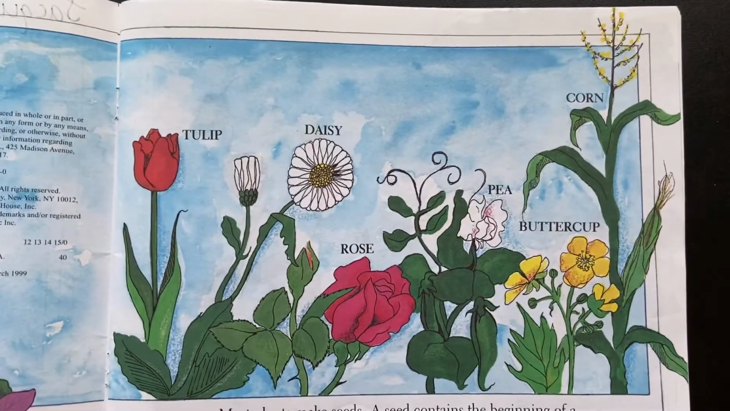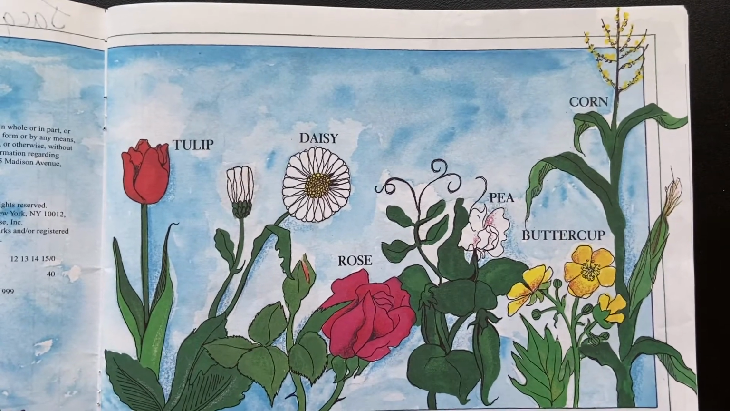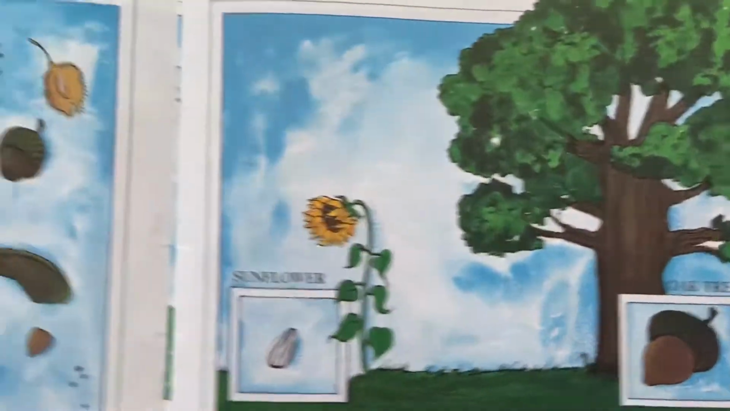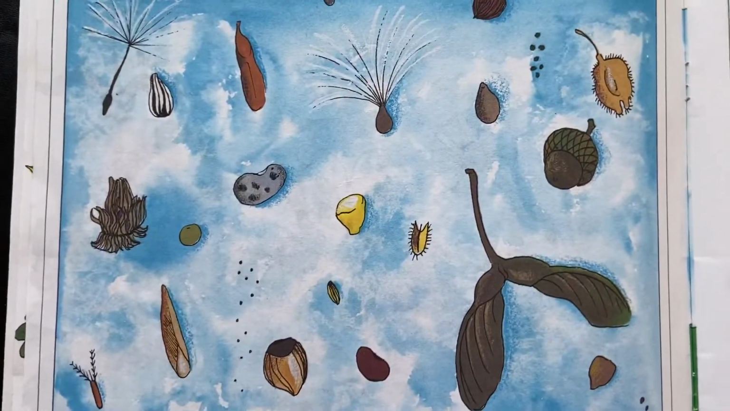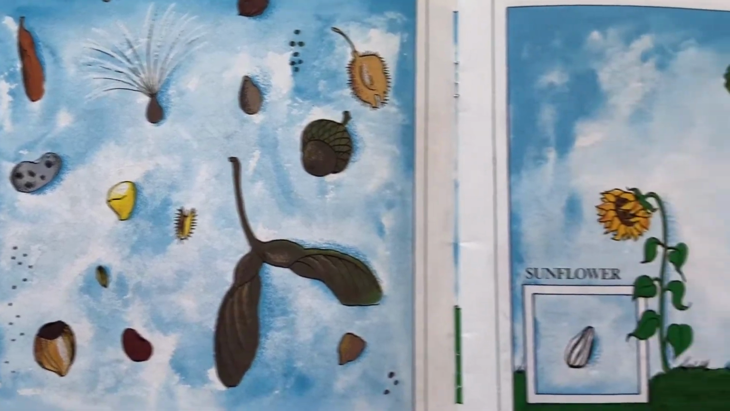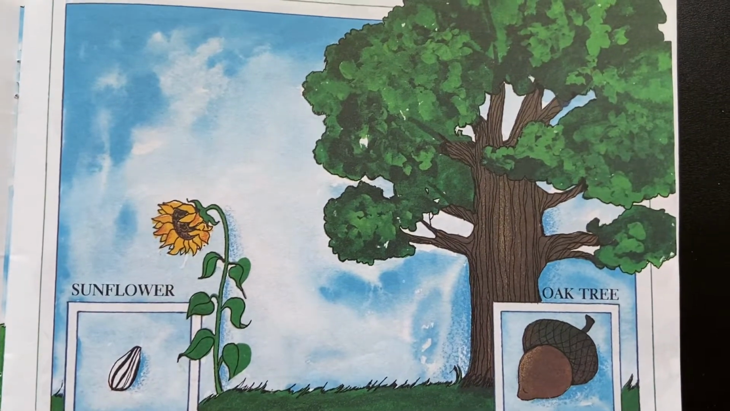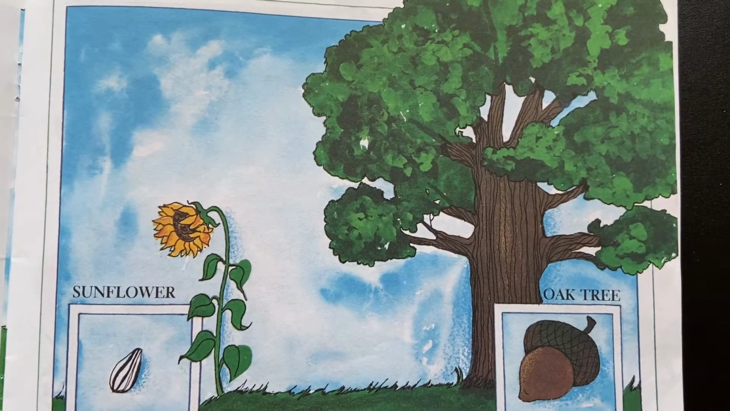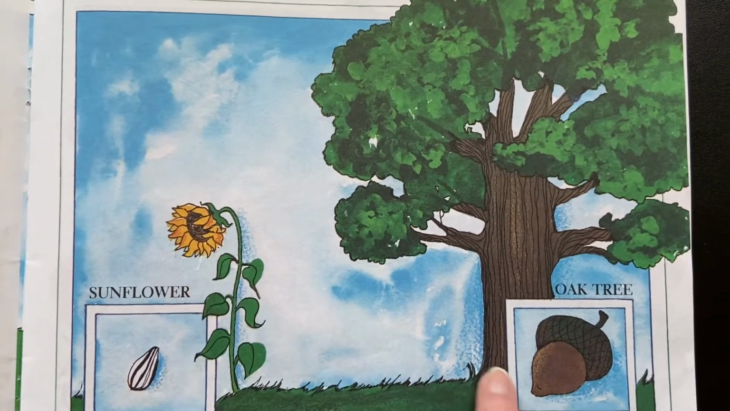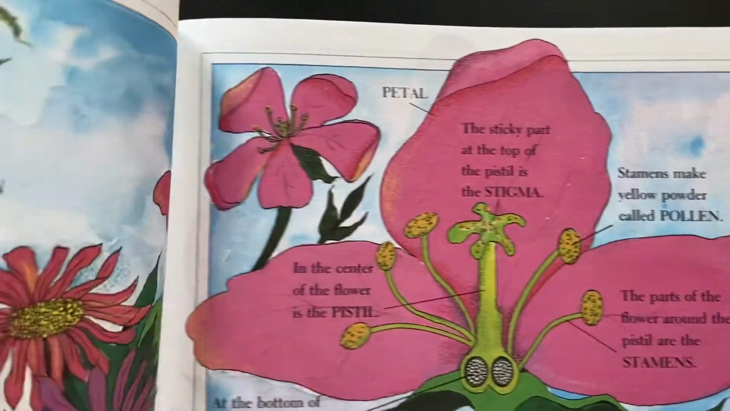Most plants make seeds. A seed contains the beginning of a new plant. Seeds are different shapes, sizes, and colors. All seeds grow into the same kind of plant that made them. Sunflower seed grows into a sunflower. An oak tree grows from an acorn seed.